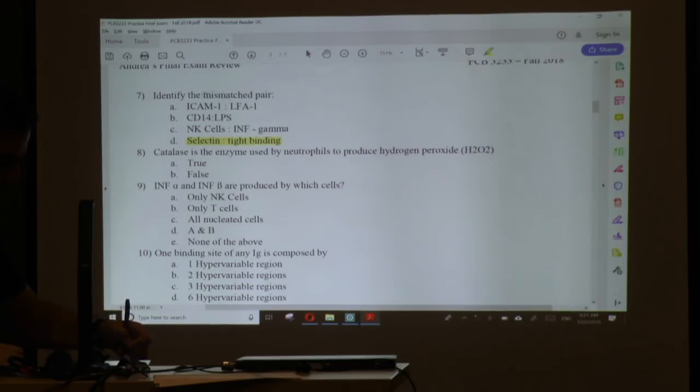It's the one that's mismatched, right? Because selectins are involved in rolling adhesion, right? So remember, selectins will not give you tight binding. They're not going to be as strong, for example, as ICAM1 and LFA1, right? And selectins bind to vascular addressins, just so you know, okay? Any questions?